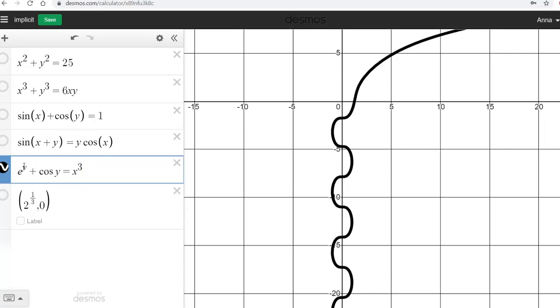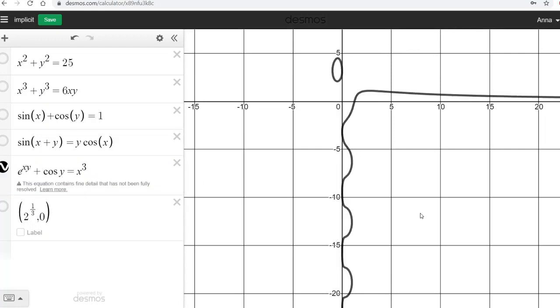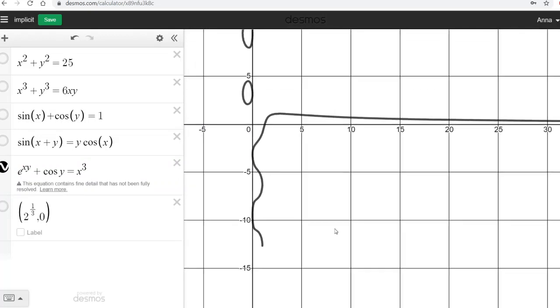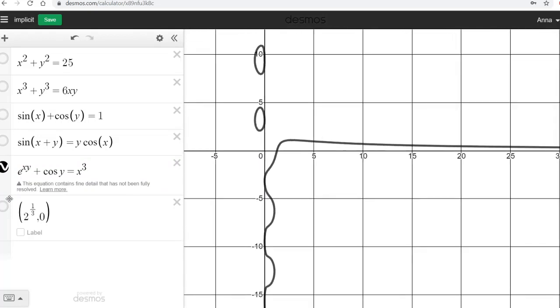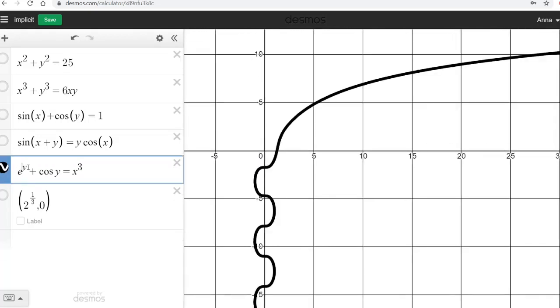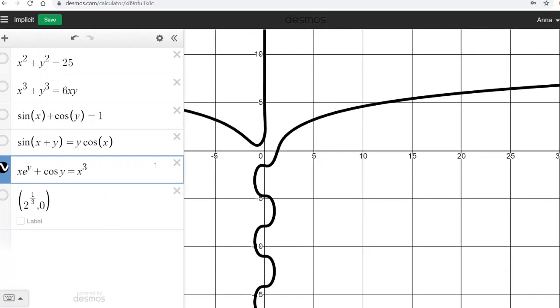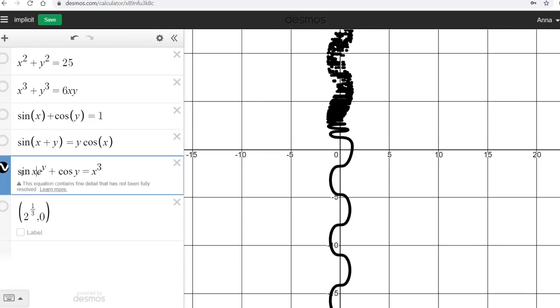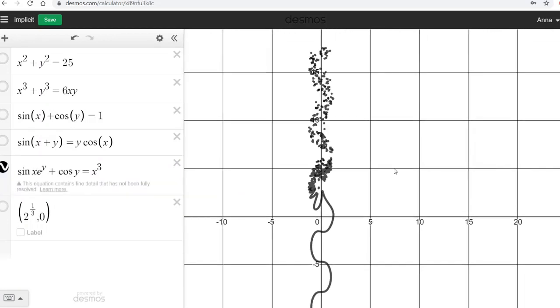If I make this now e to the x times y, that now gives me some very different kind of interesting shape going on here. We could try multiplying this by x. That would give us something totally different. We could try multiplying this by sine of x, and we get something really crazy here.